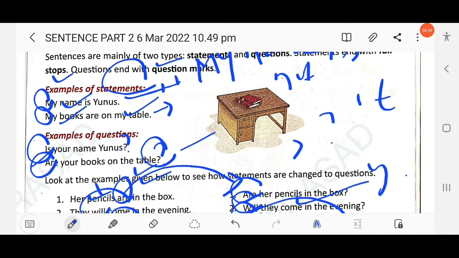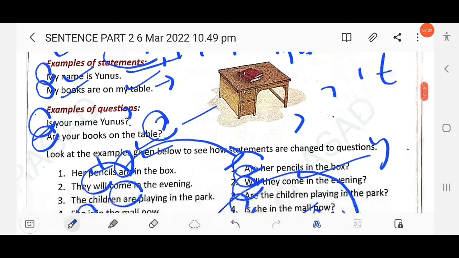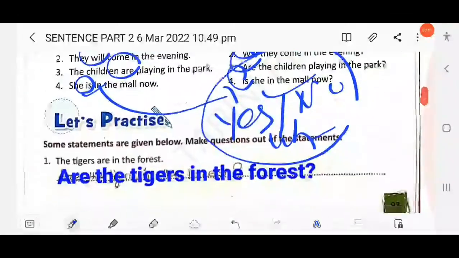So a yes/no question starts with the auxiliary verb: is, am, are, was, were, shall, should, can, could, will, would, may, might. So these are auxiliary verbs, and also do, did, has, have, these are auxiliary verbs, right? So in yes/no questions we have to use these verbs, and in WH questions we have to use the WH words: where, when, why, what, how, whom, whose. These are WH words, right?